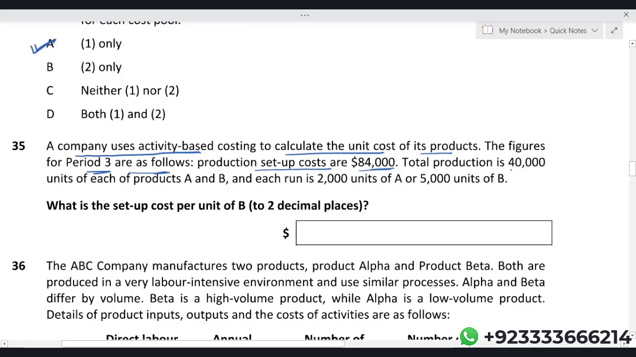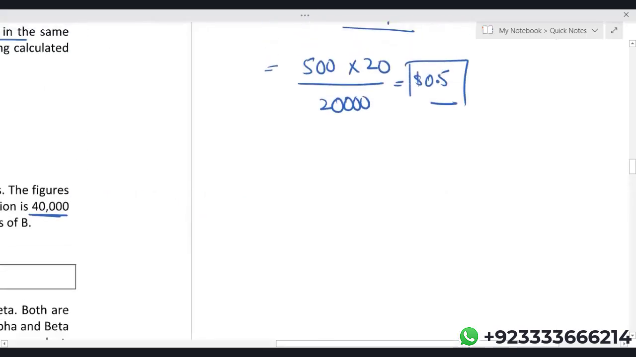Okay. Total production is 40,000 units of each product A and B. When we are manufacturing product A, in one run we are producing 2,000 units, and in one run we are producing 5,000 units of B. Now they are asking what is the setup cost of product B to 2 decimal places. So question 35.